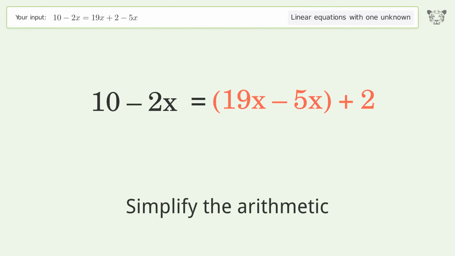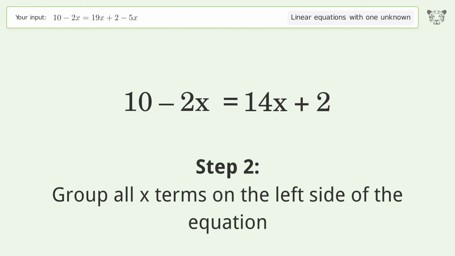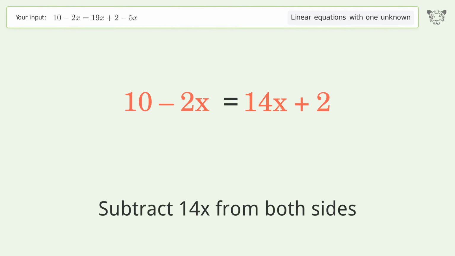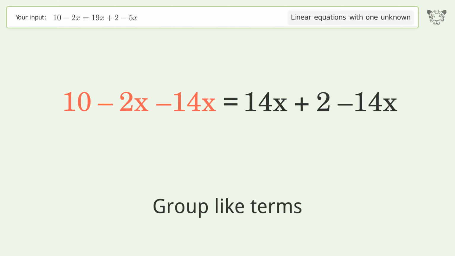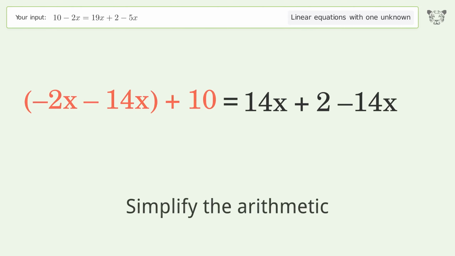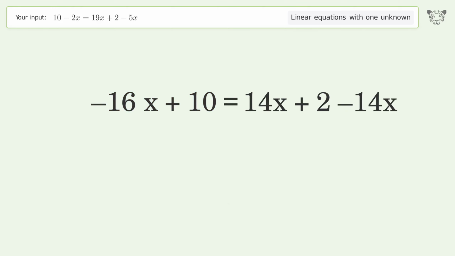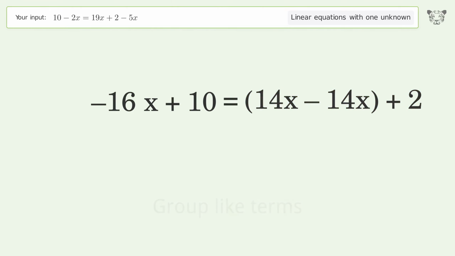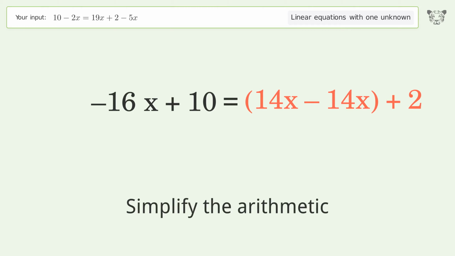Simplify the arithmetic. Group all x terms on the left side of the equation. Subtract 14x from both sides. Group like terms. Simplify the arithmetic. Group like terms. Simplify the arithmetic.